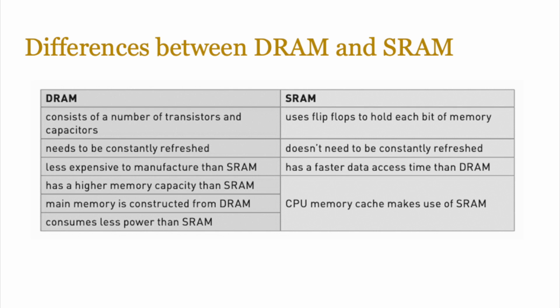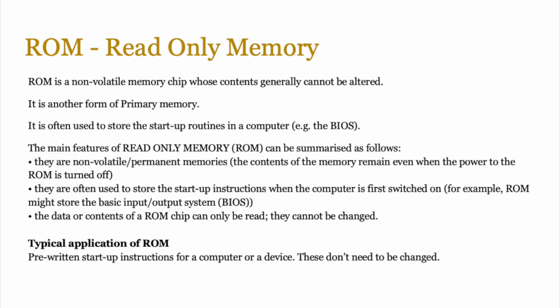Now, in certain cases, DRAM can consume less power than SRAM because the cache will always contain some data, whereas RAM can stay empty, so you don't need to constantly refresh it. The second type of primary memory is ROM, which is read-only memory, and this is non-volatile. This means that the contents of ROM cannot be altered.